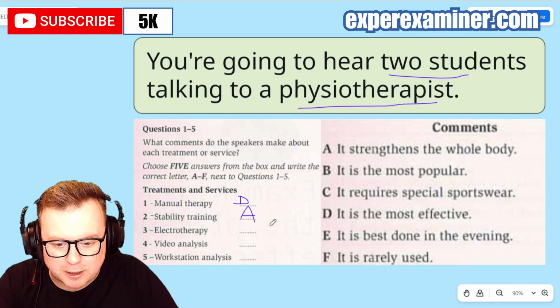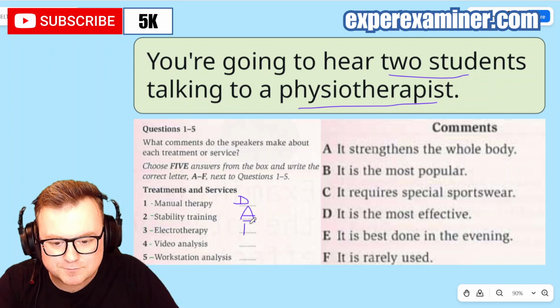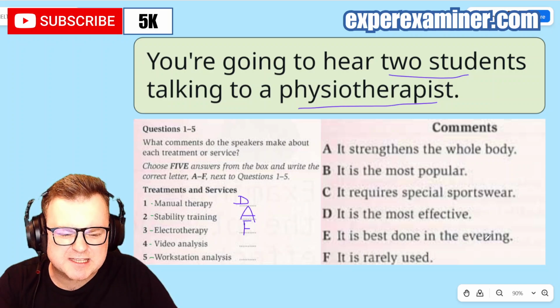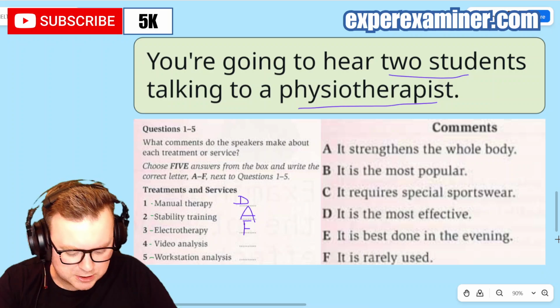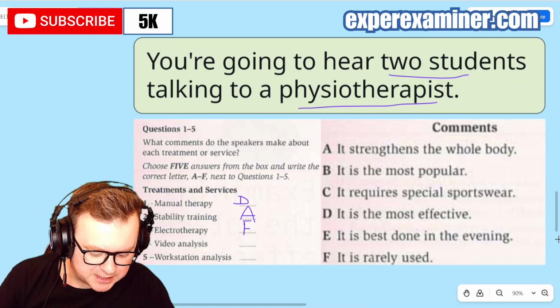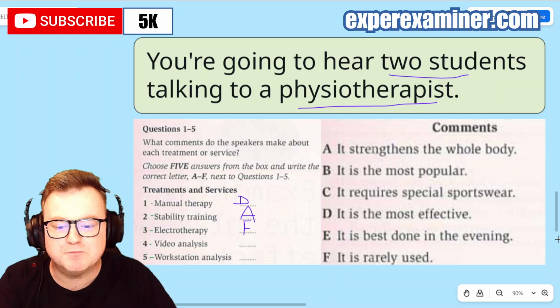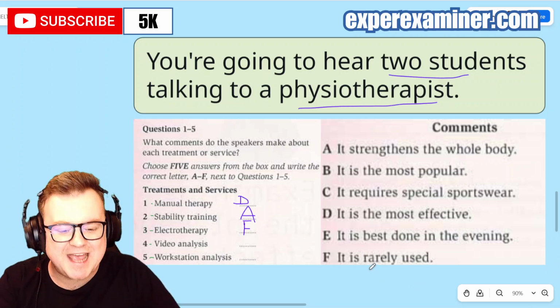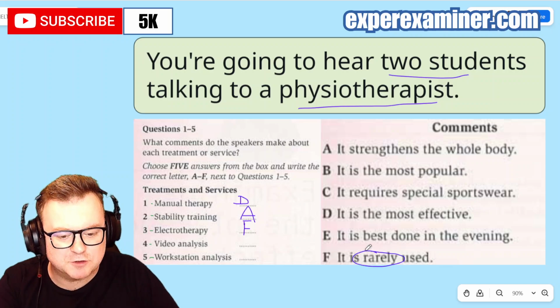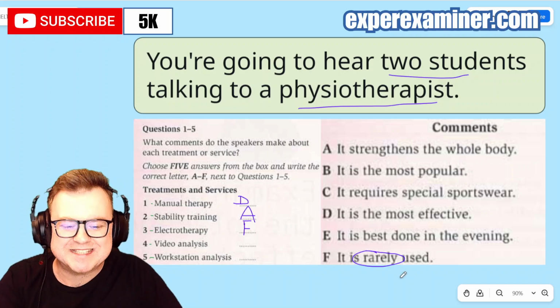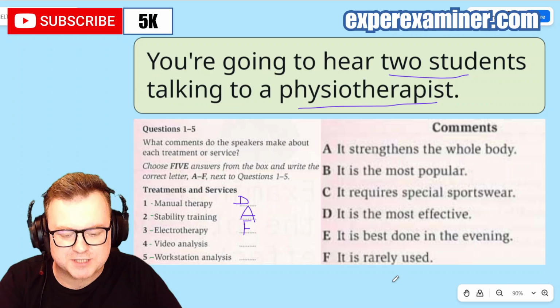3, electrotherapy. The answer was F. The male student said, oh, I guess it's not often used. And then the physiotherapist said, yeah, we tend to avoid it most of the time. We hardly ever do it. We rarely do it. We don't do it very often. We tend to avoid it most of the time.